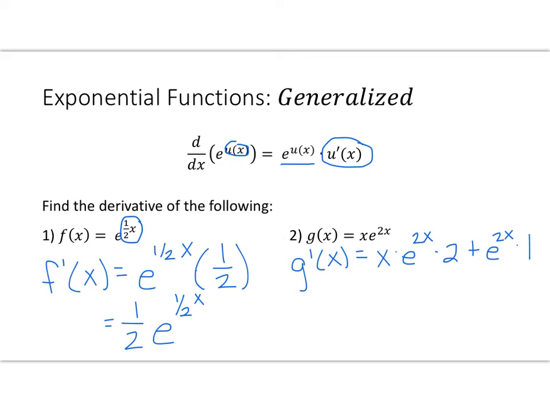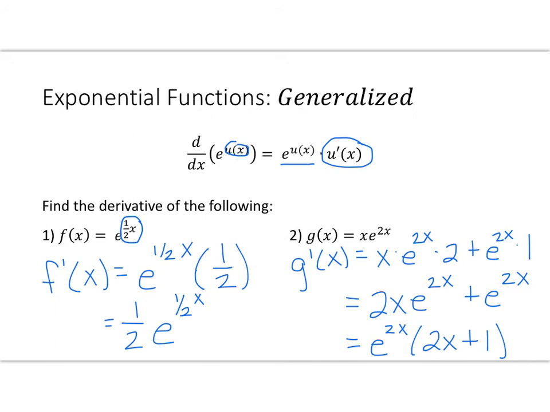So I can clean this up just a little bit. So this becomes 2x e to the 2x plus e to the 2x. If I wanted, I could factor out that e to the 2x and make this (2x plus 1). Either of those is acceptable.